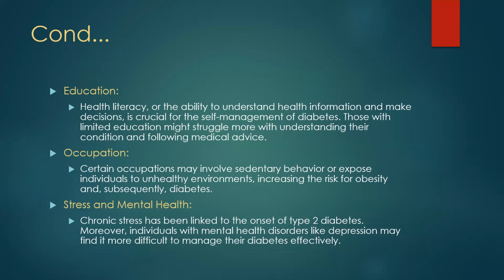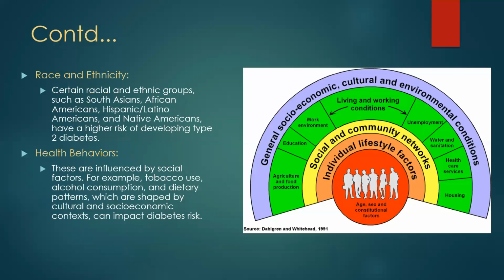Stress and mental health is a rising concern. Chronic stress has been linked to the onset of type 2 diabetes early, even early in the 30s. Moreover, individuals with mental health disorders like depression may find it more difficult to manage their diabetes effectively. So, race and ethnicity.